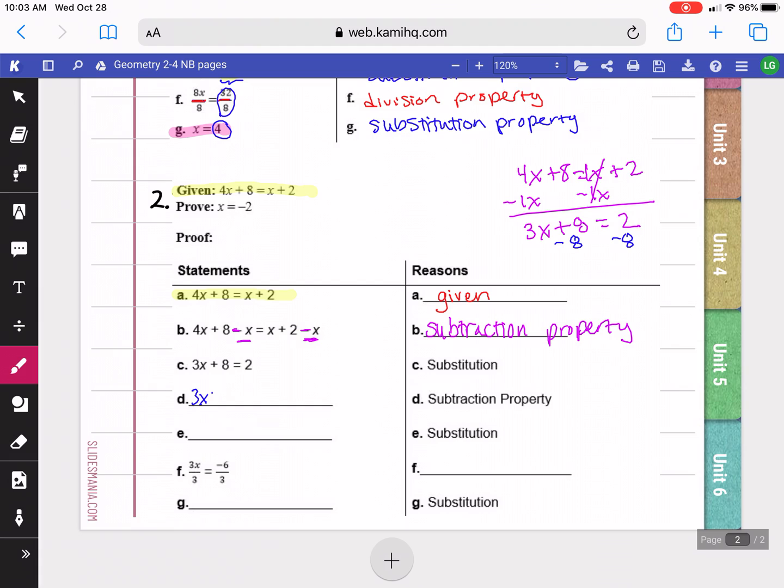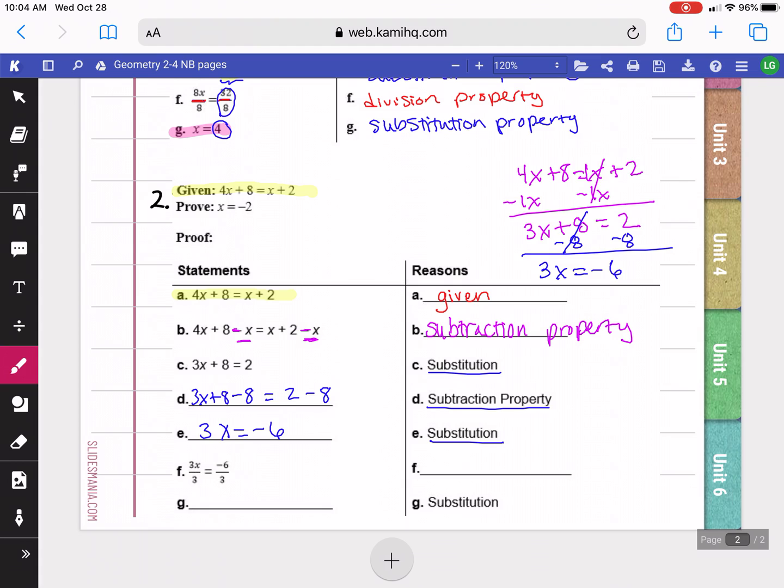So I have 3x plus 8 minus 8. On the other side, I have 2 minus 8. Since I'm subtracting 8 from both sides, that's the subtraction property. If you look up here, we continue to solve, our 8's cancel, and we get 3x equals negative 6. So that would go in my next line. And remember, when you're doing that step where you're just simplifying it, that's called substitution. So anytime you're actually working it out and simplifying, you're using substitution.